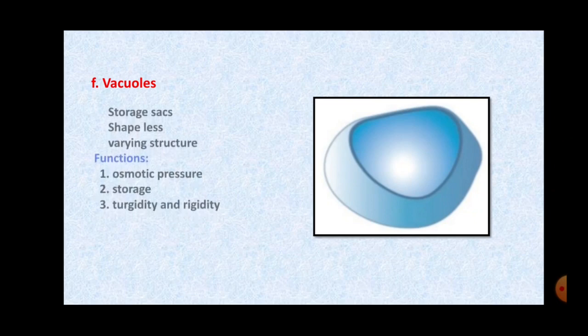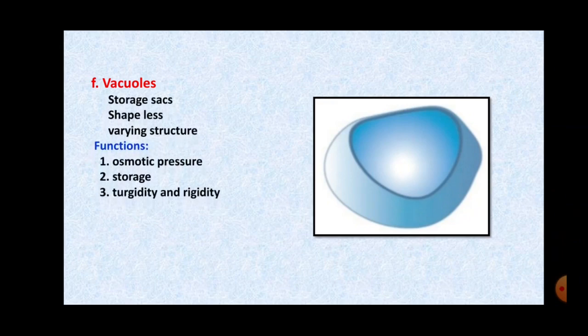Whereas in plant cells, the vacuoles are full of the matrix or the sap which is present inside, and they provide turgidity and rigidity, that is they maintain the pressure and rigidity to the cell, to the shape. So these are all the functions of the vacuole. Shall we move to the next? Yes.